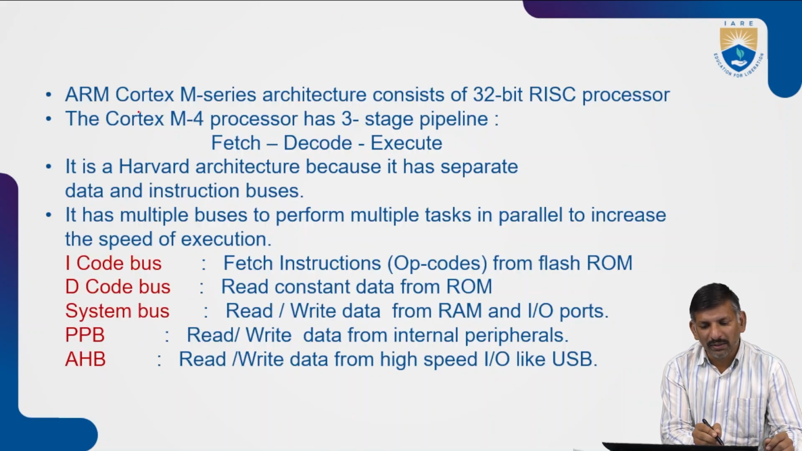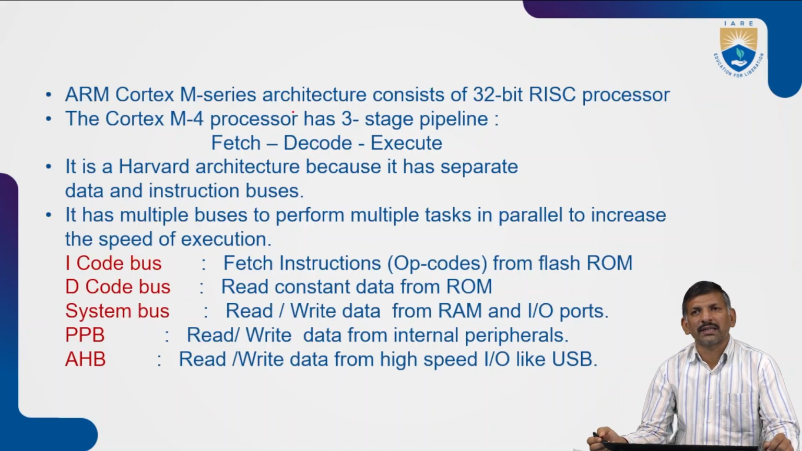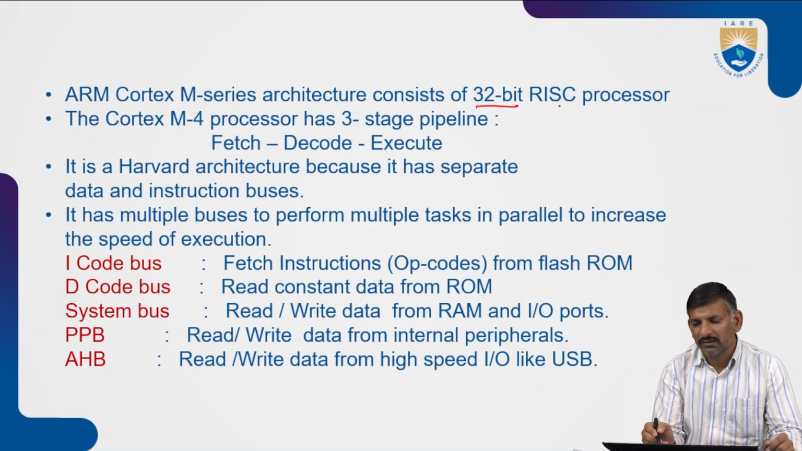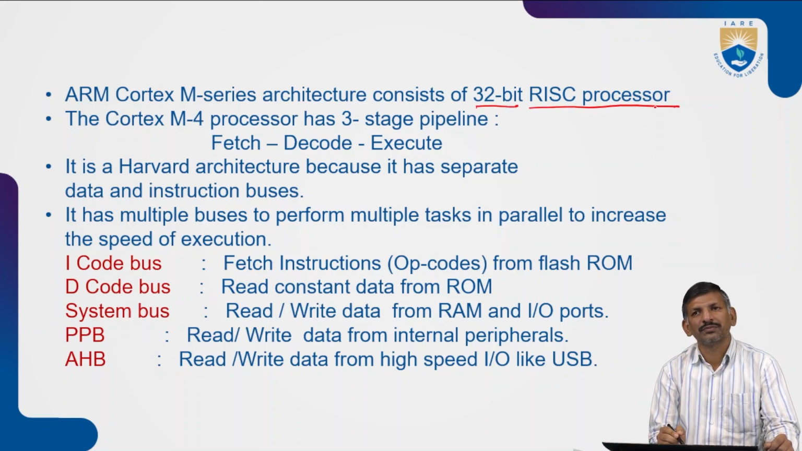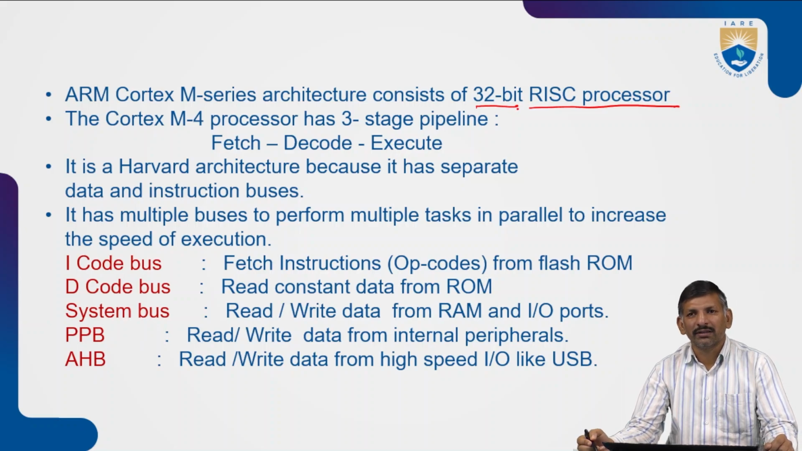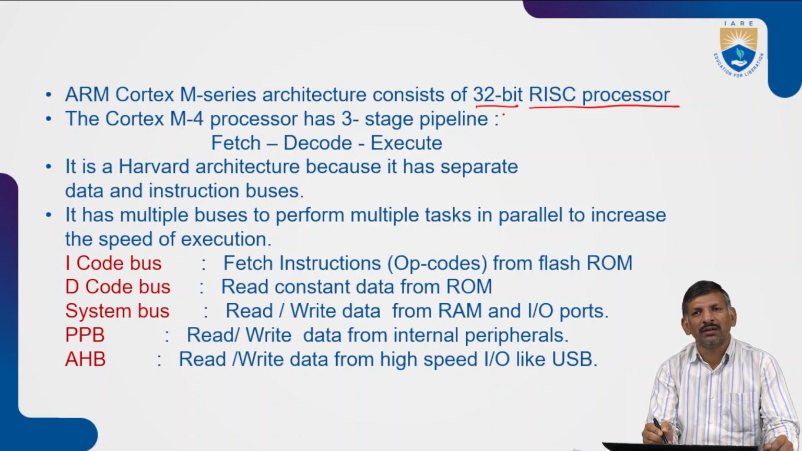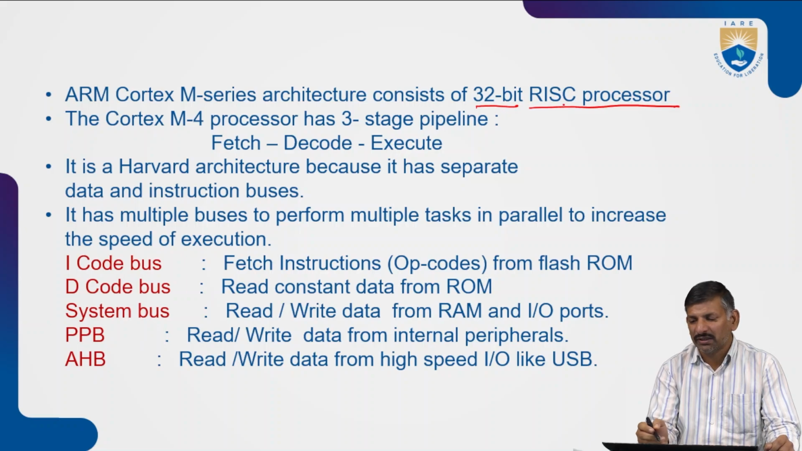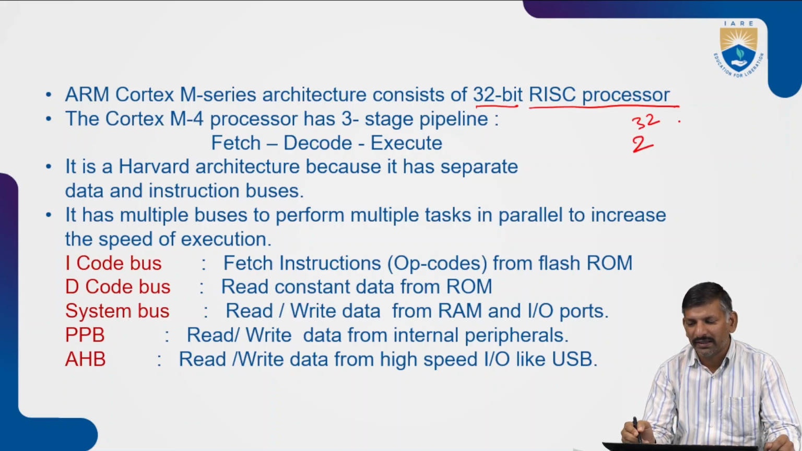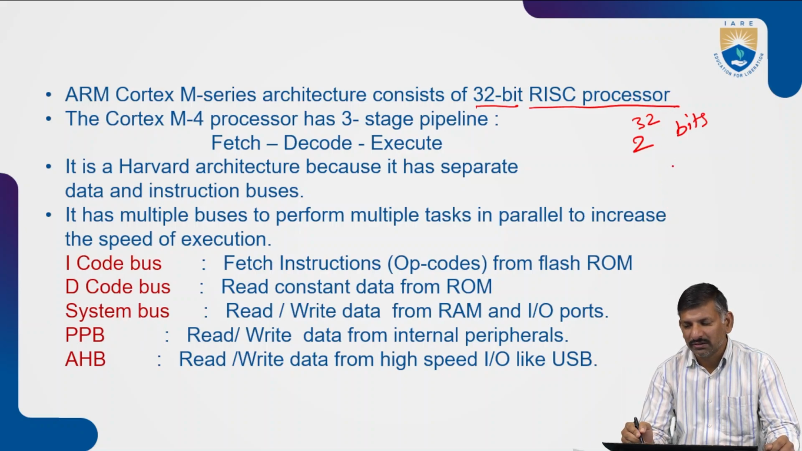The ARM Cortex-M series architecture contains a 32-bit RISC processor, which means the bus width is 32 bits. It will process 32-bit data or 32-bit instructions at a time in a single clock cycle. Since it has a 32-bit bus width, it can interface with up to 2 power 32 byte memory locations. 2 power 32 means 4 gigabytes of memory.